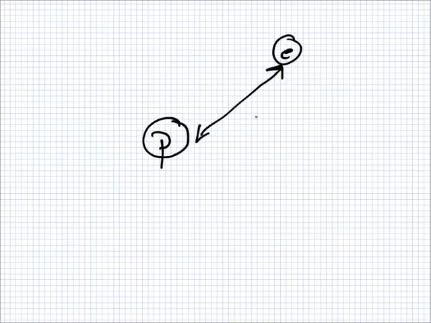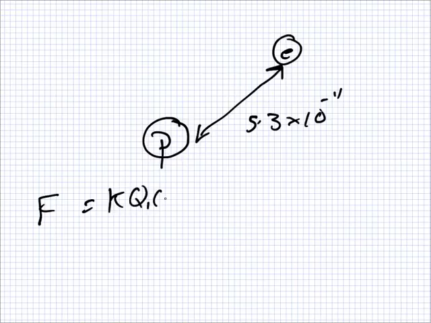Right, so it's a hydrogen atom. Yes. So what's at the center? The proton. And out here? The electron. And the distance here? 5.3 times 10 to the minus 11. And you want the force. So just use your buddy Coulomb, k Q1 Q2 over r squared. You know the charge of a proton and the charge of an electron. And the k you have as well, it's in the formula book.